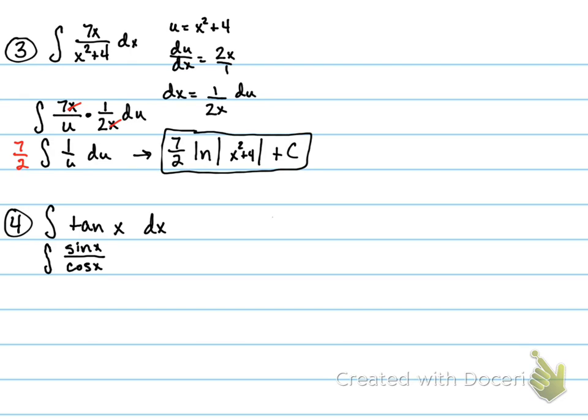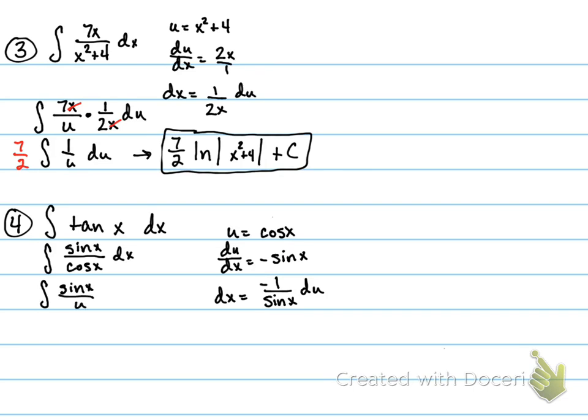I'm going to let my u be equal to cosine x, and our du dx is negative sine of x. So what do we get? We get dx equals negative 1 over sine x du. Let's see what happens here with our problem. We have the integral of sine x over u, and then dx turns into negative 1 over sine x du.